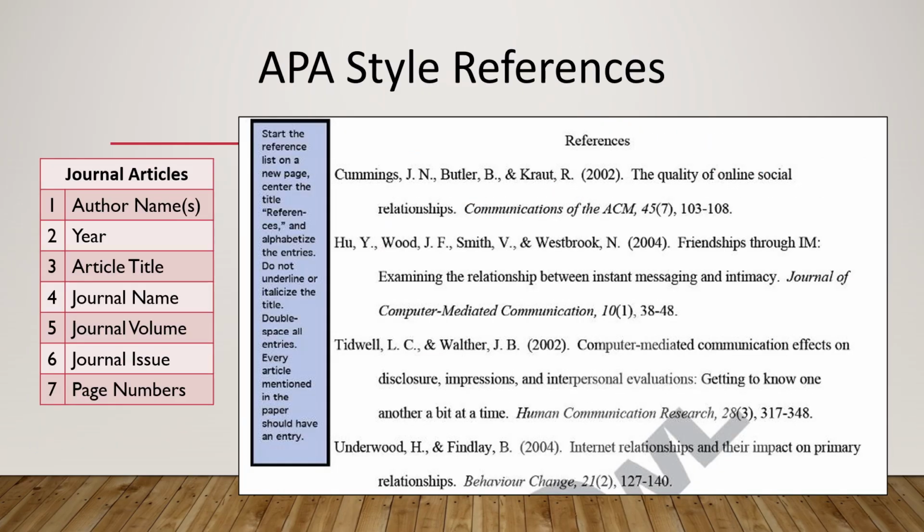Now that we know how each individual reference looks, we can see them in context. I have mentioned that there's alphabetical order. So you would have the article by Cummings before the article by Who, and that article before Tidwell and Underwood. Those are in alphabetical order, even if the actual authors' names within the individual reference are not in alphabetical order.